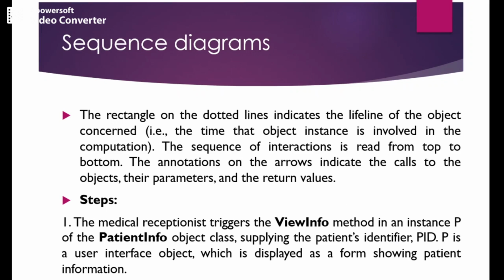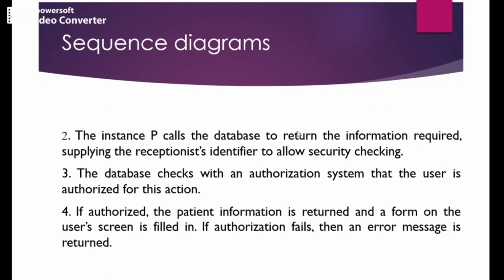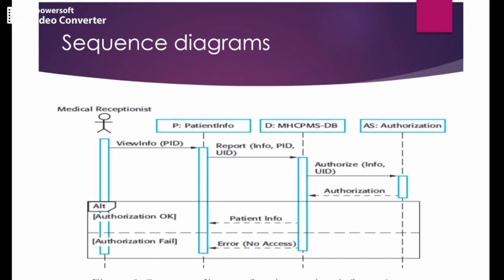The rectangle on the dotted lines indicates the lifeline of the object concerned. Now this is very important, because actually a vertical line is drawn from all these objects and actors, but you can see a rectangle on the dotted line. So what does it indicate? That indicates the lifetime of your object. During that entire lifetime your object will exist. Otherwise it won't exist.